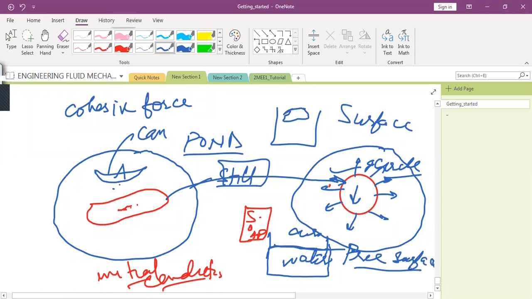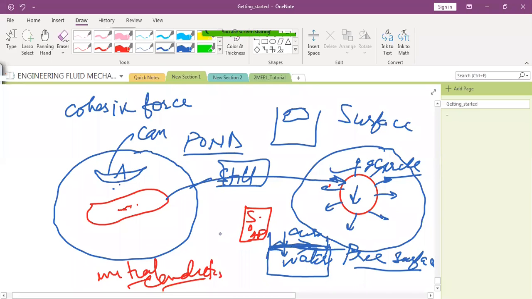And I think in your 9th and 10th classes, you might have observed that this surface is just like a stretched membrane. That is, it acts like a border and does not allow something to get in. There's a kind of pull in all the directions. So it is like a stretched membrane.